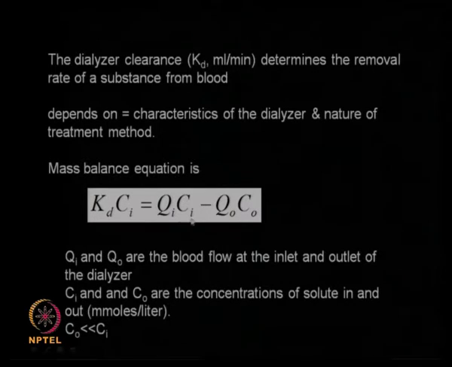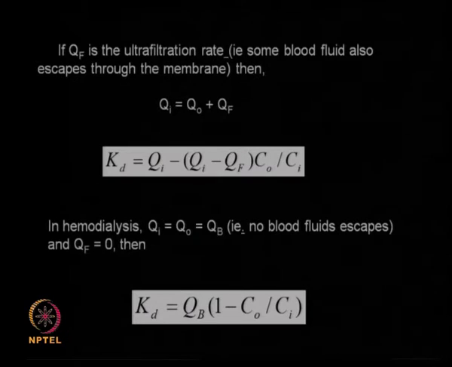So you have the concentration of solutes coming in with Qi, and again the concentration of solute leaving with Q naught, and this is equal to the amount removed, Kd into Ci. Generally C naught will be much smaller than Ci, because in your dialyzer the main goal is to remove the salts. So obviously C naught has to be very small, no problem, right. So we can combine these equations.